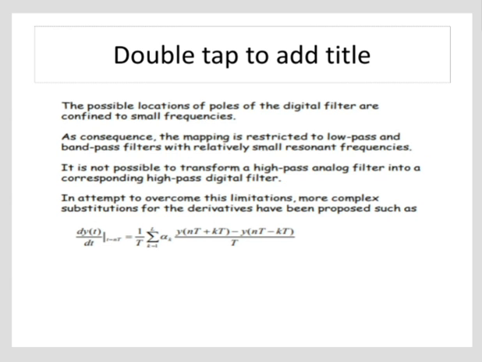The possible locations of the poles of the digital filter are confined to small frequencies. As a consequence, the mapping is restricted to low pass filters and band pass filters with relatively small resonant frequencies. It is not possible to transform a high pass analog filter into a corresponding high pass digital filter. So, in an attempt to overcome these limitations, more complex substitutions for the derivatives have been proposed.